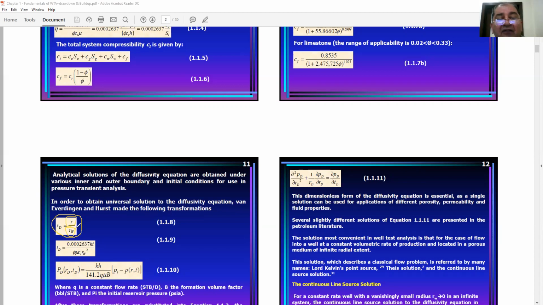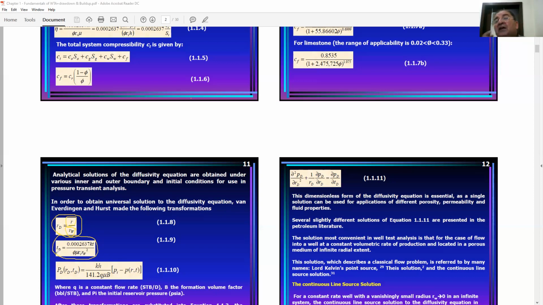Yes, sir. You have to memorize these parameters. One of them is r_D. What is r_D? You have to know it is r divided by r_w. And what is the second? t_D. What is t_D? Dimensionless time. Again, what is dimensionless time? It is the time defined by a reference time.